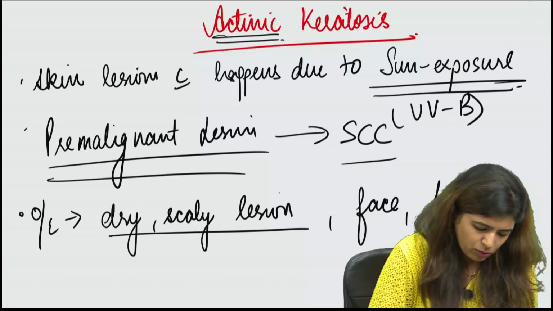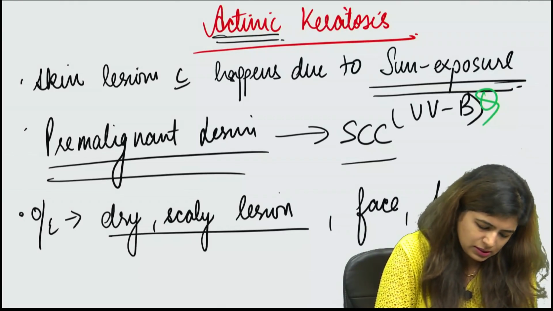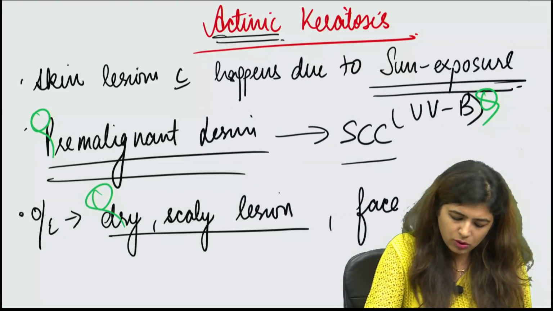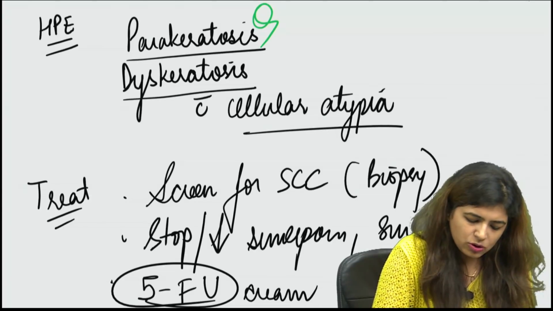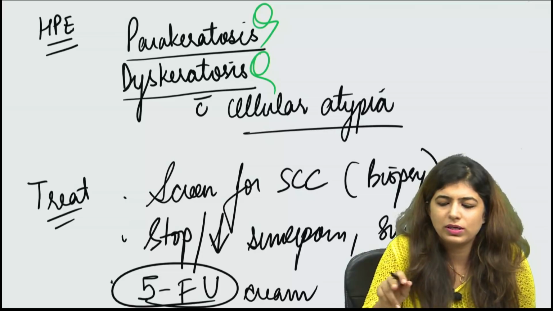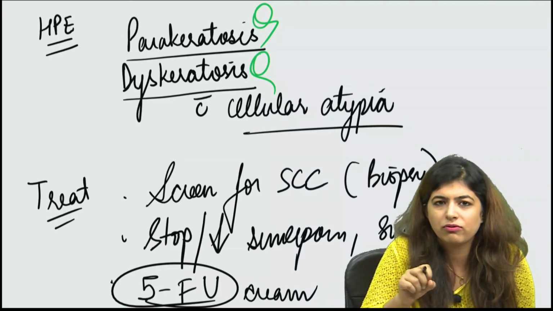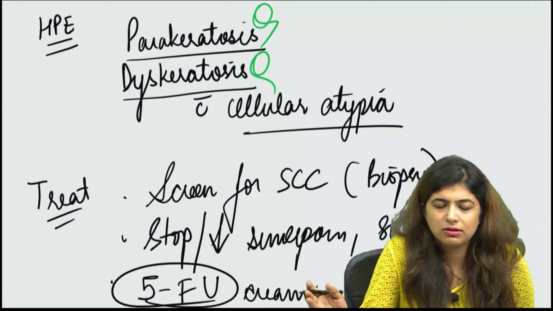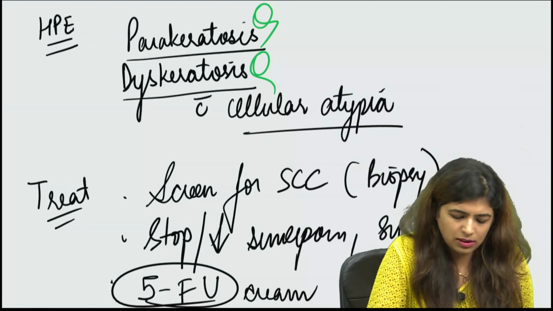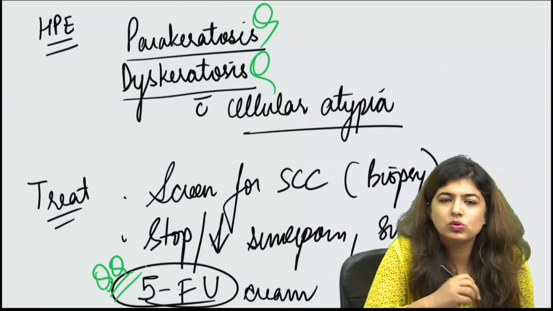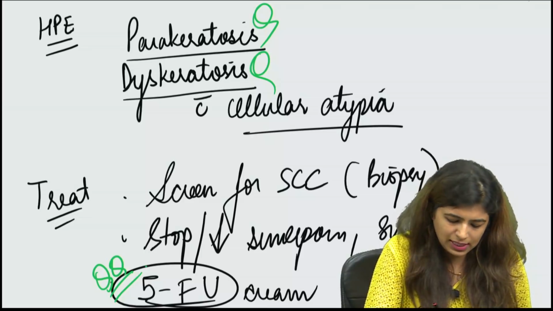Now, what are the important points here? The important points are this, the fact that it's pre-malignant, how does it look like, parakeratosis, dyskeratosis, these are all MCQs. Parakeratosis is seen in 1, 2, 3, 4. Actinic keratosis is one of the options. That's your answer. What is the cause of malignant dyskeratosis? Again, actinic keratosis. 5-fluorouracil as a treatment. So these are all important points about AK.